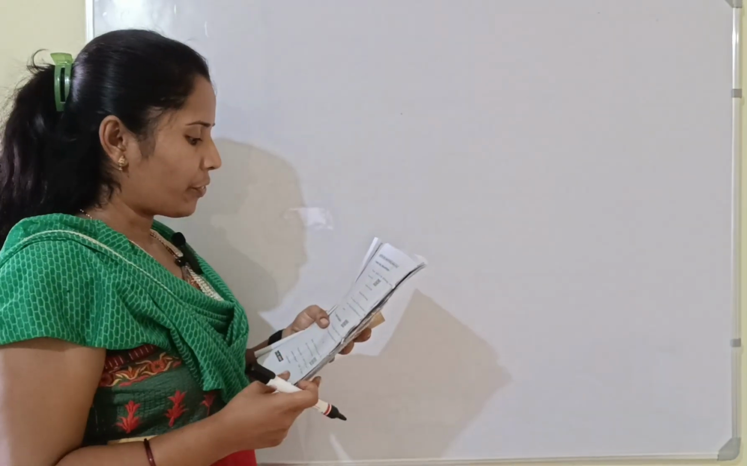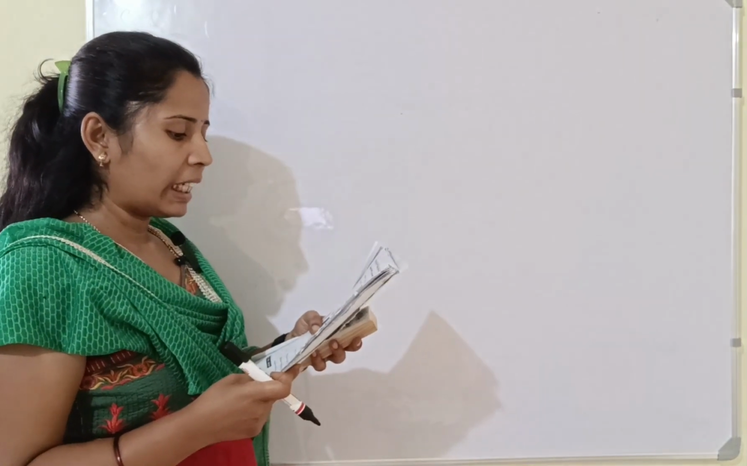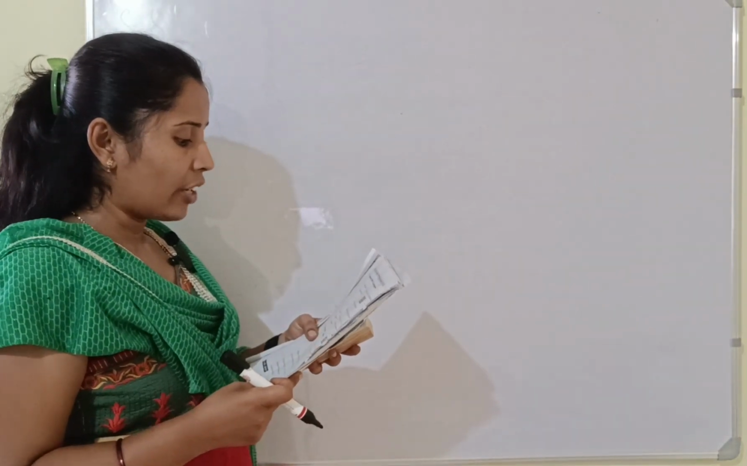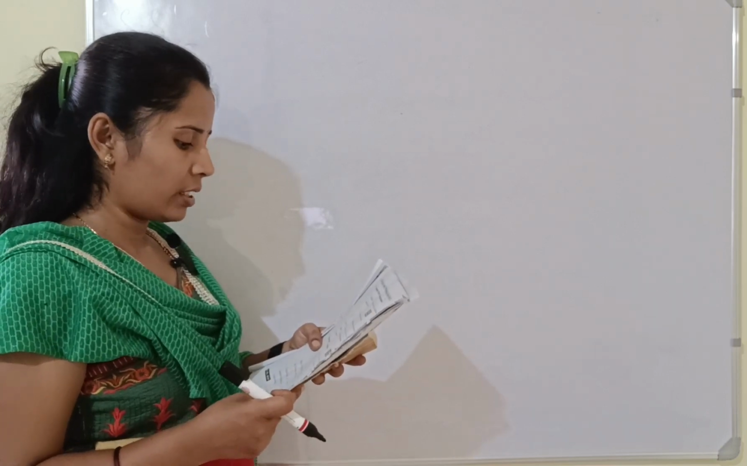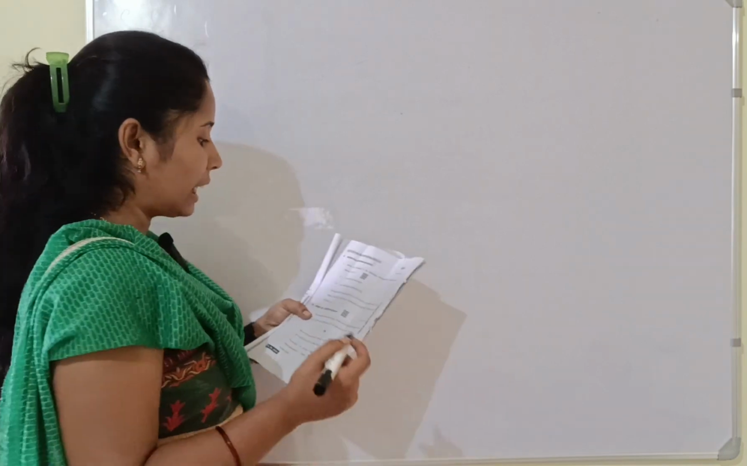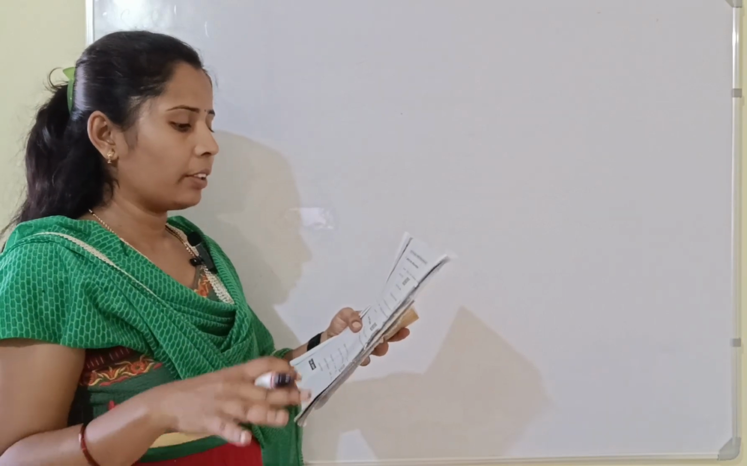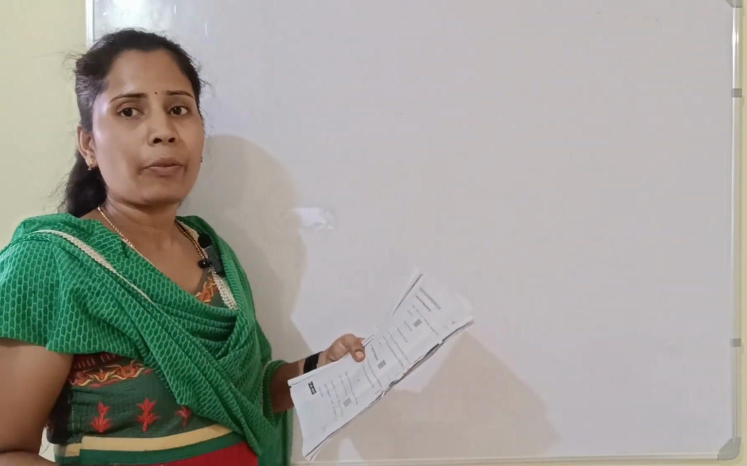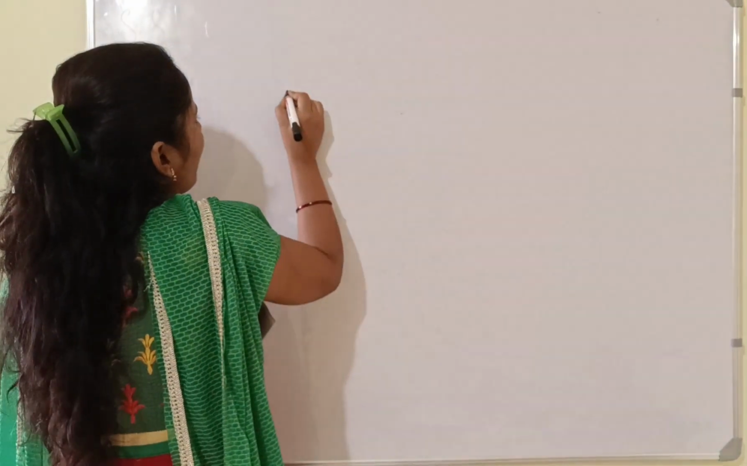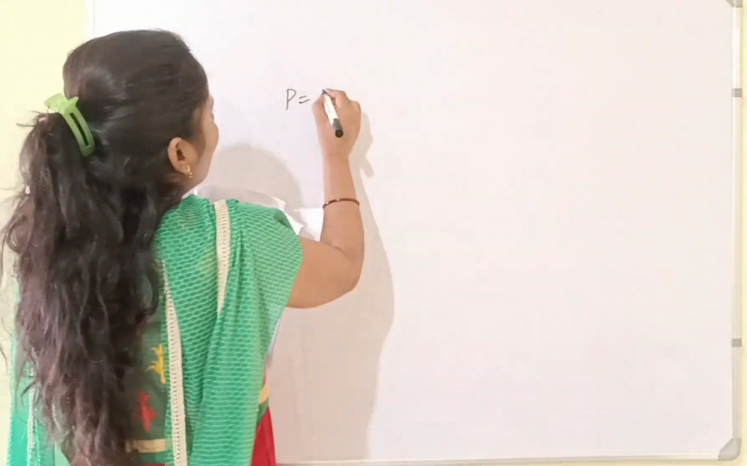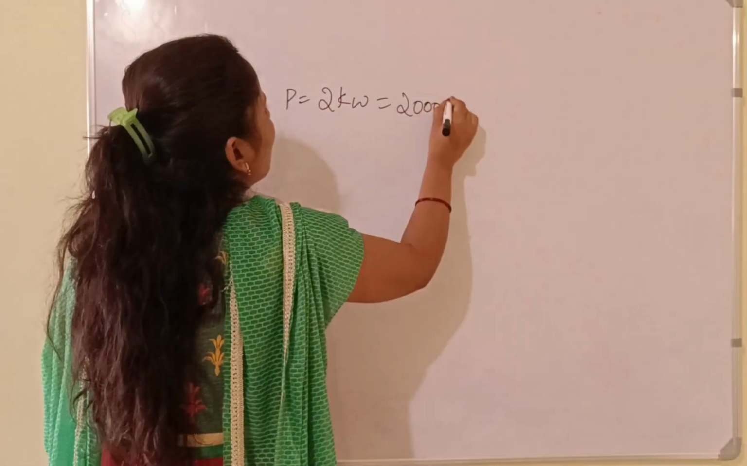So fifth question, can an electric heater of 2000 watt be connected to a domestic circuit rated 15 ampere and has a potential difference of 220 volts? Support your answer. So they are asking whether we can connect a 2 kilowatt heater to a domestic circuit which is having 15 ampere of current with a potential difference of 220 volt. So they have given power, 2 kilowatt. This can be written as 2000 watt.